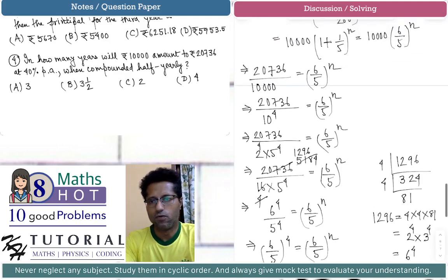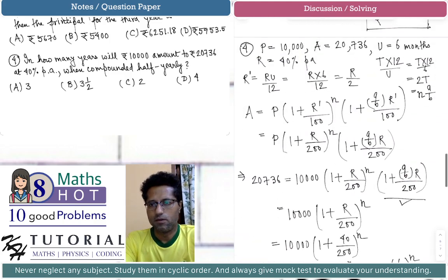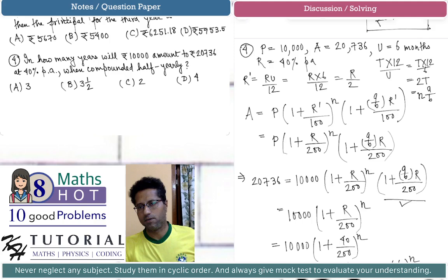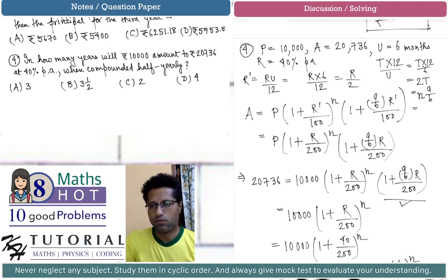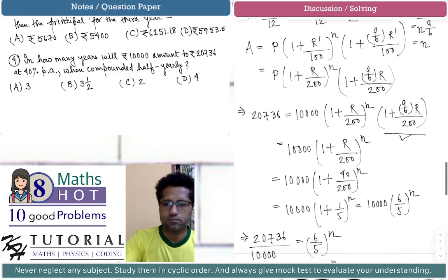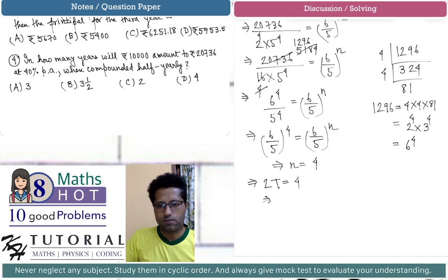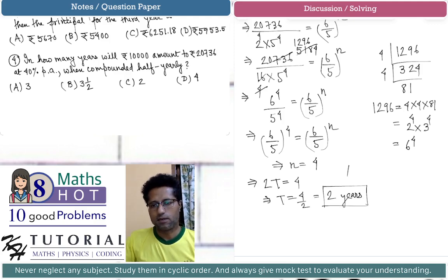So if n is equal to 4, what will be t? Remember that twice t is equal to n, if we have considered the fractional part a by b to be 0. So we got twice t is equal to 4. So this implies t is equal to 4 by 2, that is equal to 2. So t is 2 years, and hence the correct answer is C.